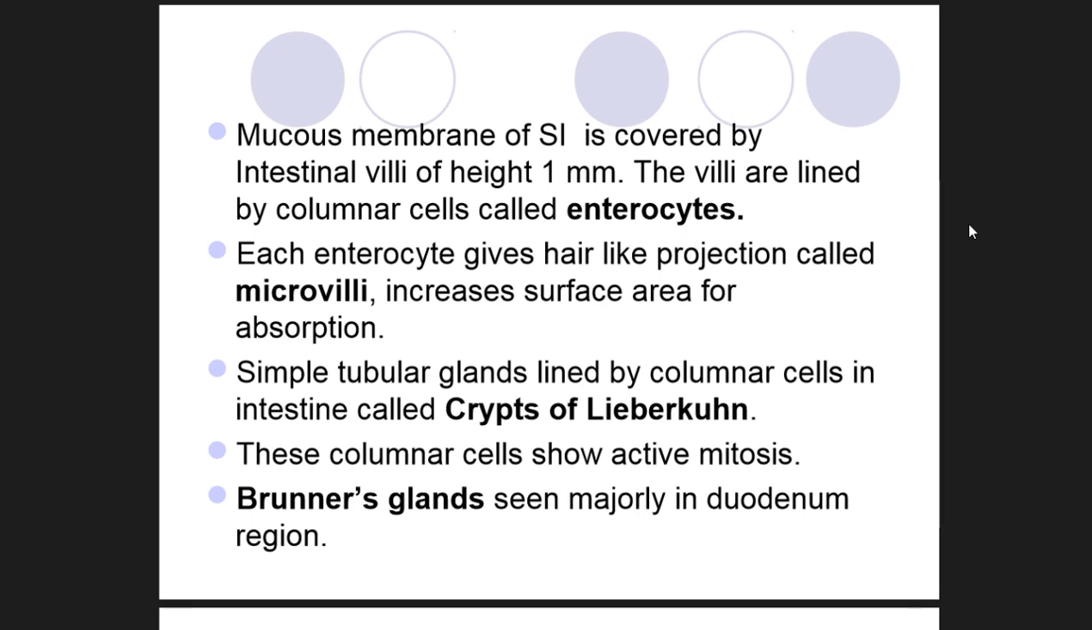Along with that, there are simple tubular glands lined by columnar cells in the intestine, which are called crypts of Lieberkühn. So columnar simple tubular glands lined by the columnar cells in the intestine are called crypts of Lieberkühn.